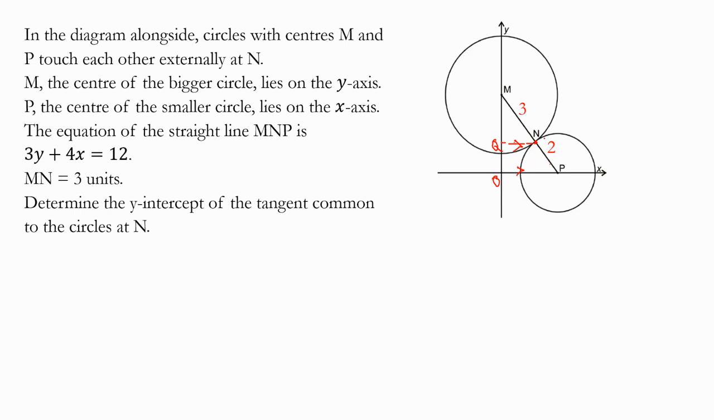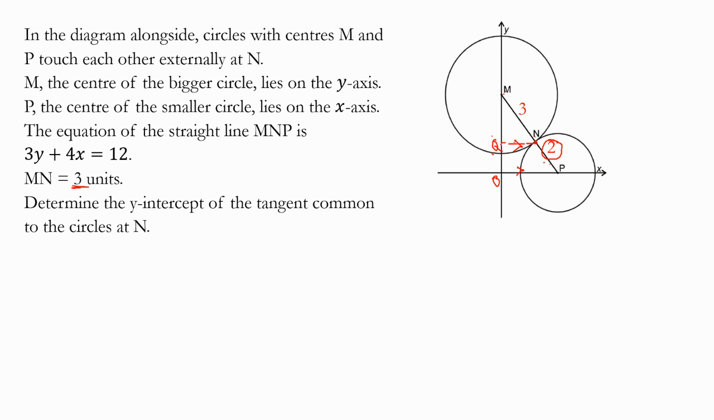Remember, we managed to get MN, which was given as 3 units. In question 11A, we managed to get the radius of the circle with center P, and we said NP is 2. We managed to get that in question 11A. So now we can use similarity here, because these two triangles, MQN and triangle MOP, are similar. Okay, that's the approach we're going to use.